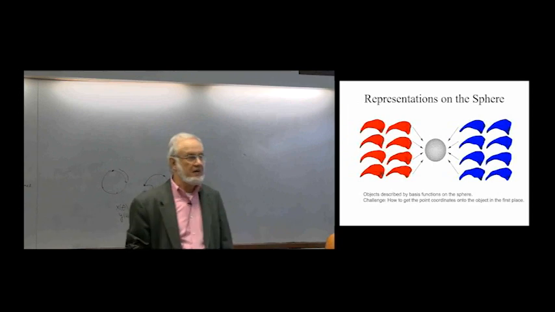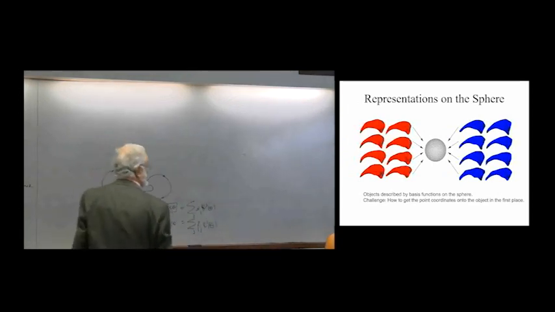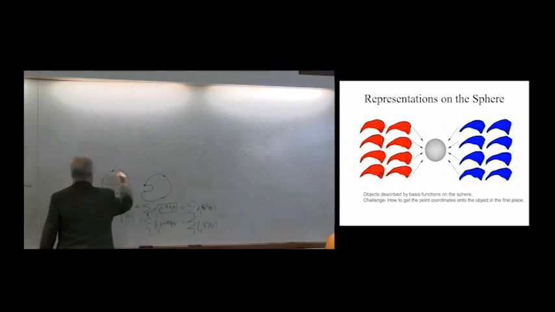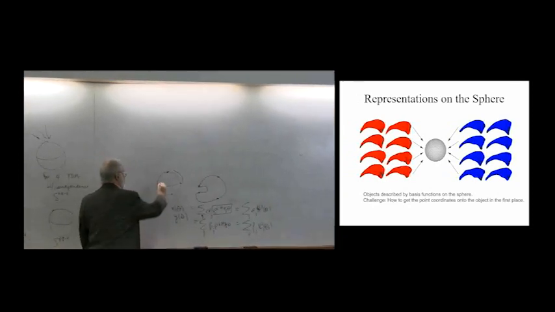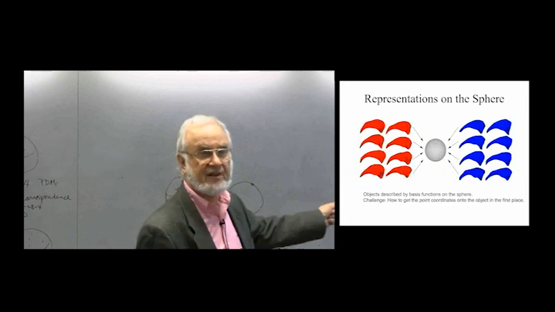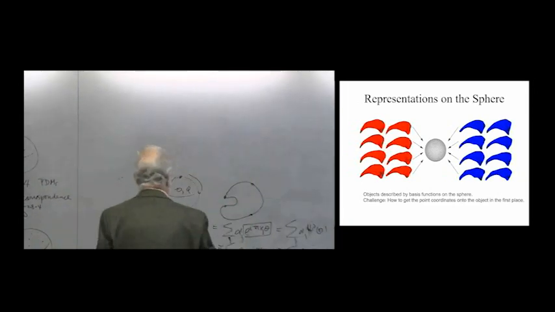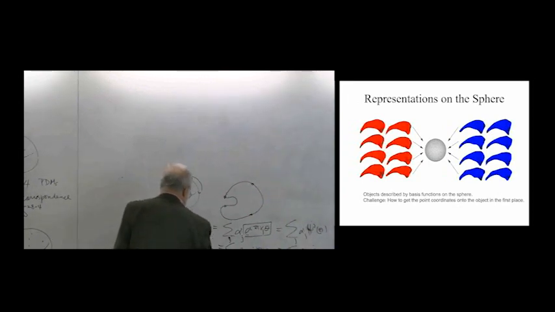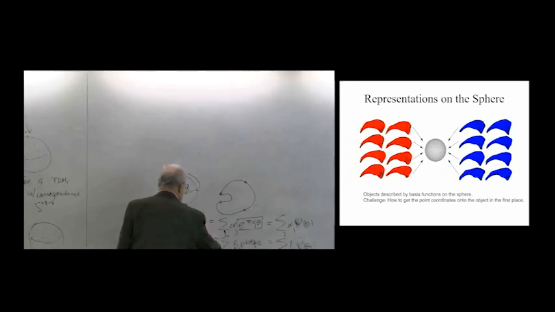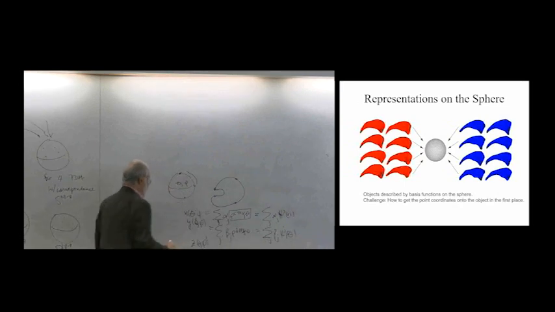Good? They play the same game for spheres. Except on spheres, we have a theta and a phi, latitude and longitude as places on a sphere, just as theta tells you places on a circle. And so our points are going to have an x value and a y value and a z value.